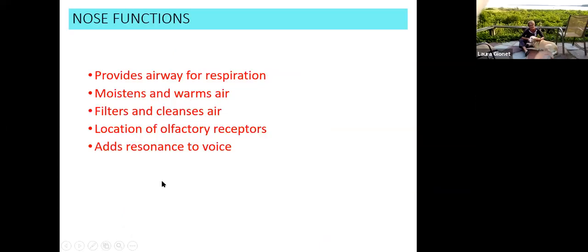Okay, so we start with the nose. We're going to follow the pathway of air from the nose, down into the lungs: structure, function, histology, layers that you might see there, just like we did with the blood vessels and with the heart. So the nose provides an airway for respiration, helps to warm and moisten air, filters and cleanses the air. Again, location of olfactory receptors, and adds resonance to voice.